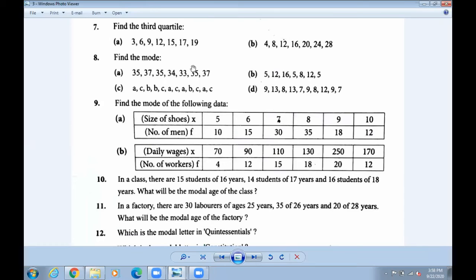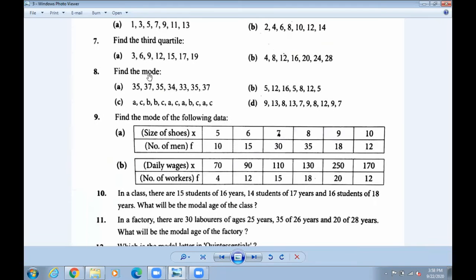Okay, so look here. So number 8 is, number up to 7 also you can do it now. So find the mode. Find the mode means highest repeated frequency. So which one is repeated? So 5. How many times is it repeated? 5 and 35 is repeated 3 times. 37 2 times. 35 okay, okay, so I'm getting confused now.